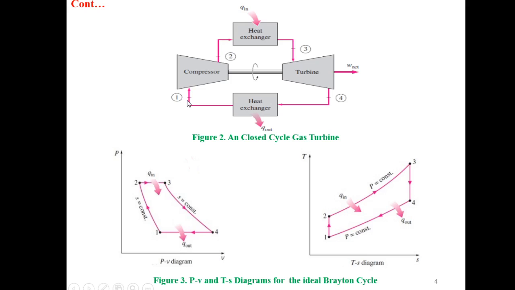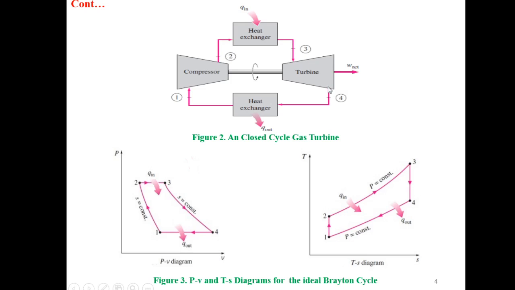Now the working medium at point 1 enters the compressor, due to which its pressure and temperature increase and we get point 2. Now the high pressure, high temperature working medium enters the heat exchanger, where we supply heat to point 2, due to which the temperature of the working medium further increases, and at point 3 we have working medium at high pressure and temperature greater than at point 2. So from 2 to 3 we are adding heat at constant pressure.